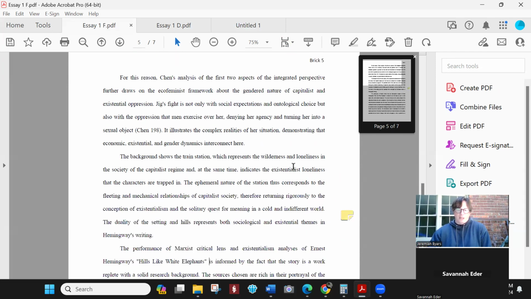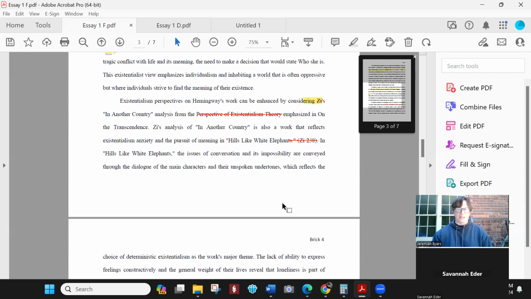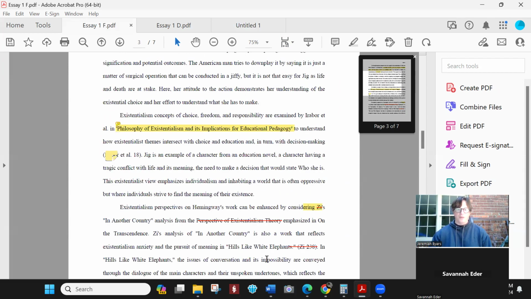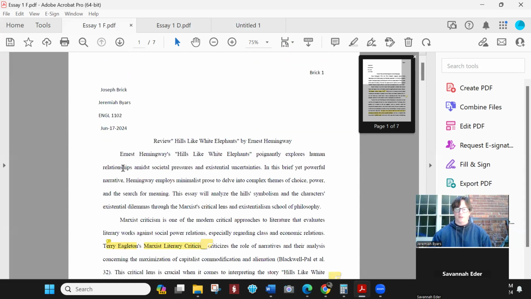Lost points for that. Lost points for the conclusion not being correct. I stopped reading after a while, and then jumped back in. All of this is incorrect. So this person received a very low F. It does not pay to use AI. It's too obvious. I see it.